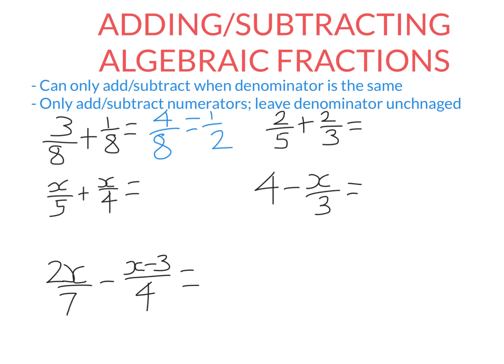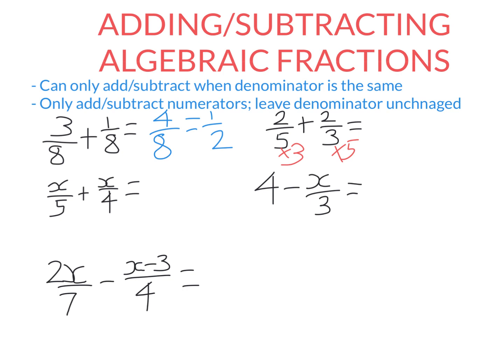For 2 over 5 plus 2 over 3, I can't actually just add the tops and add the bottoms. It doesn't work like that. I have to first make denominators, bottom numbers, equal. So what I need to do is times each of these by something so that they become the same. So I find the lowest common multiple of 5 and 3 is 15. So I need to times 5 by 3 to get to 15. I need to times 3 by 5 to get to 15. If I times 5 by 3 and 3 by 5, these two will have the same denominator.